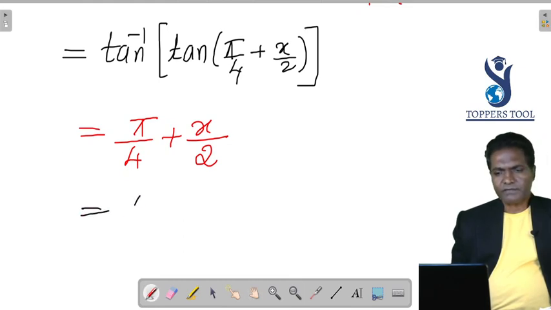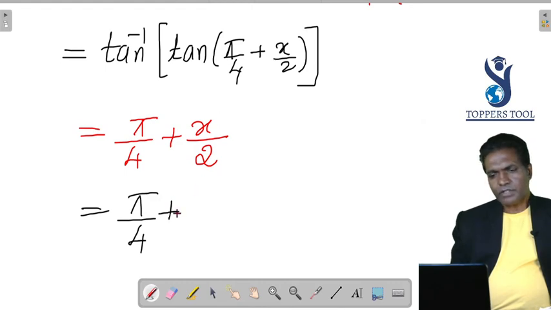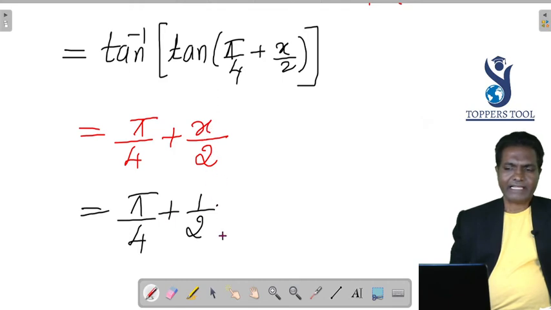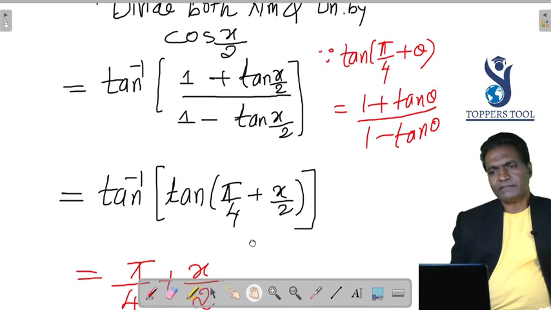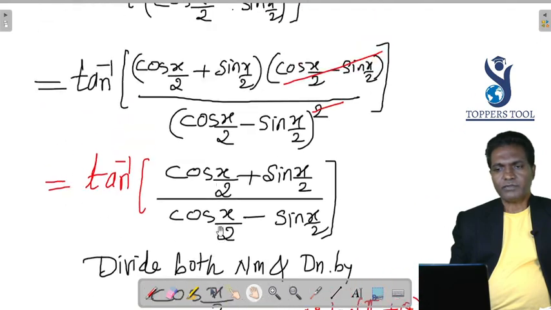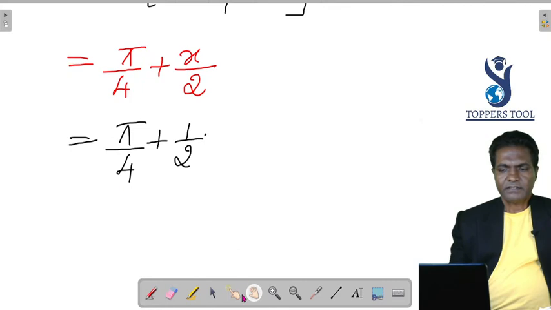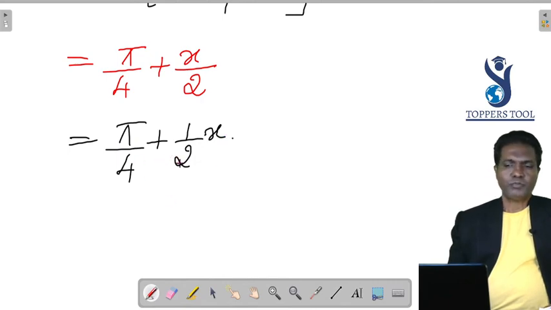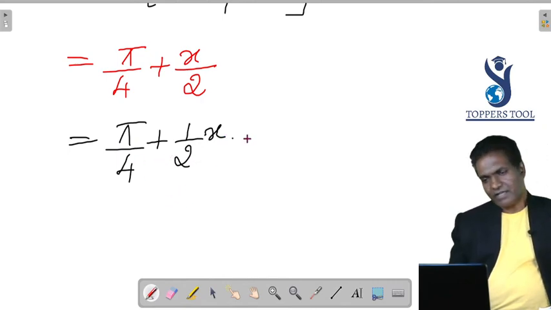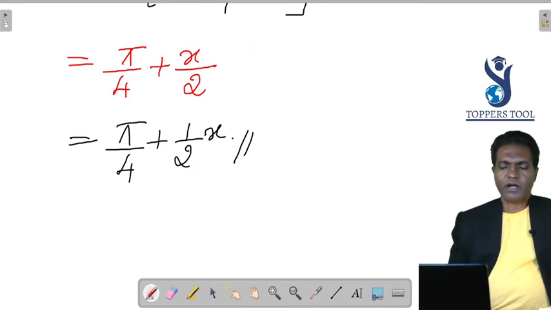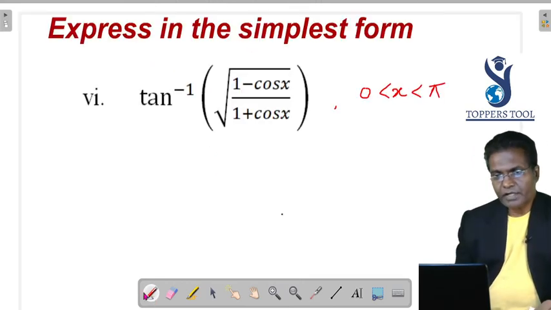So whatever your x by 2, your by 2 as it is. So no, we are not substituted anything in terms of x. So just this is the final result: pi by 4 plus 1 by 2 x. Okay, so this is how you can simplify. So here is one more.